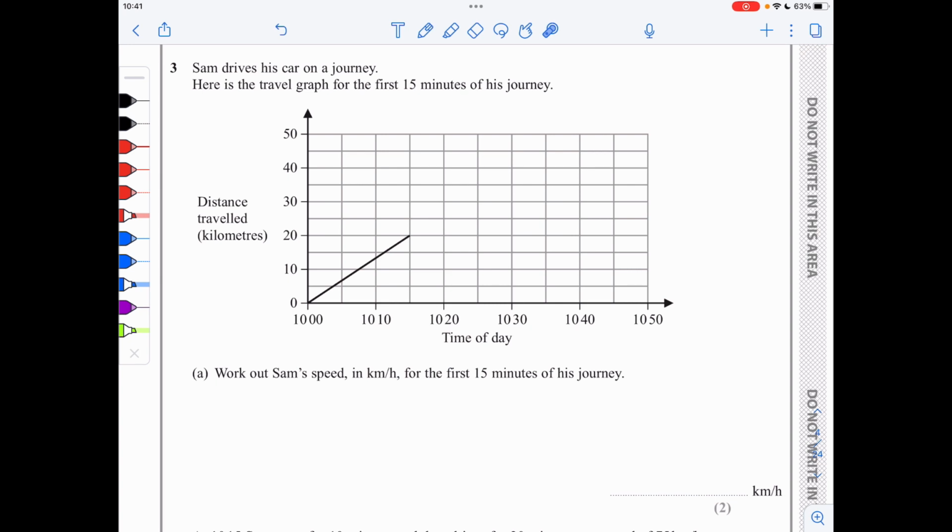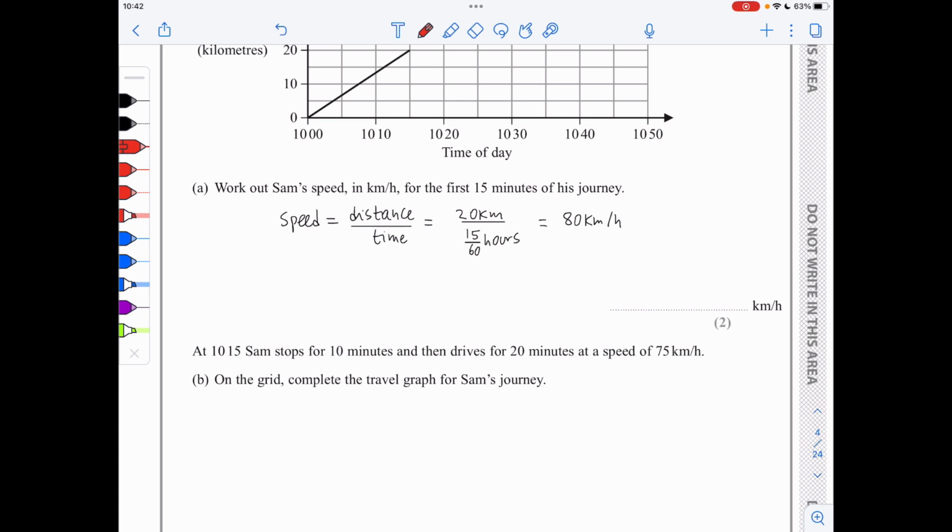During those 15 minutes, Sam has covered a distance of 20 kilometers, so we start by noting that speed is distance over time, and the distance is 20 kilometers, and the time is 15 over 60 of an hour, because I need to get an answer in kilometers per hour, and this turns out to be 80 kilometers per hour.